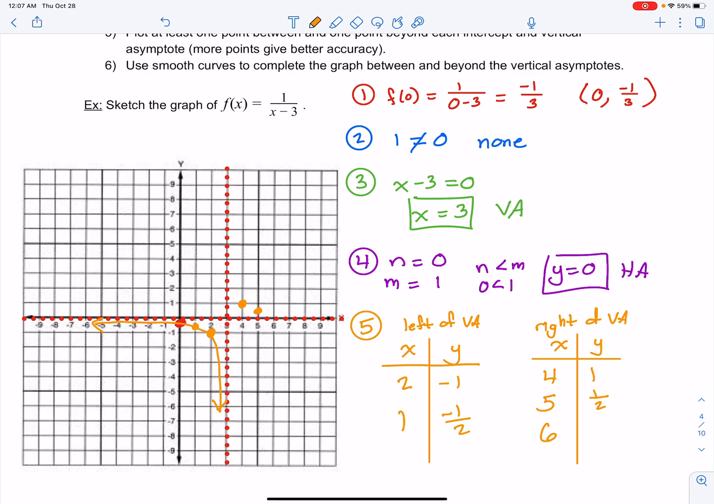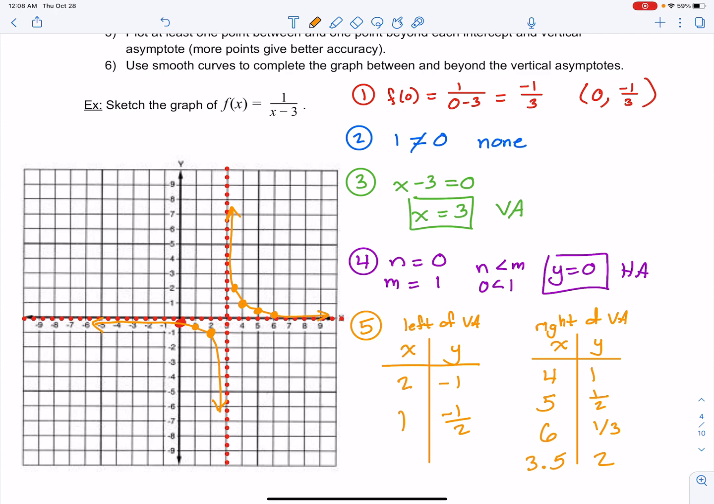If we plug 6 in, we get 1/3. So then we may want to plug in something closer to our vertical asymptote, like if we did 3.5, we'd get 2. So we can see what's going on the right side of our vertical asymptote. We're coming up as we move towards a vertical asymptote that way. We're coming down towards this horizontal asymptote. And that's our graph. It's our entire graph.